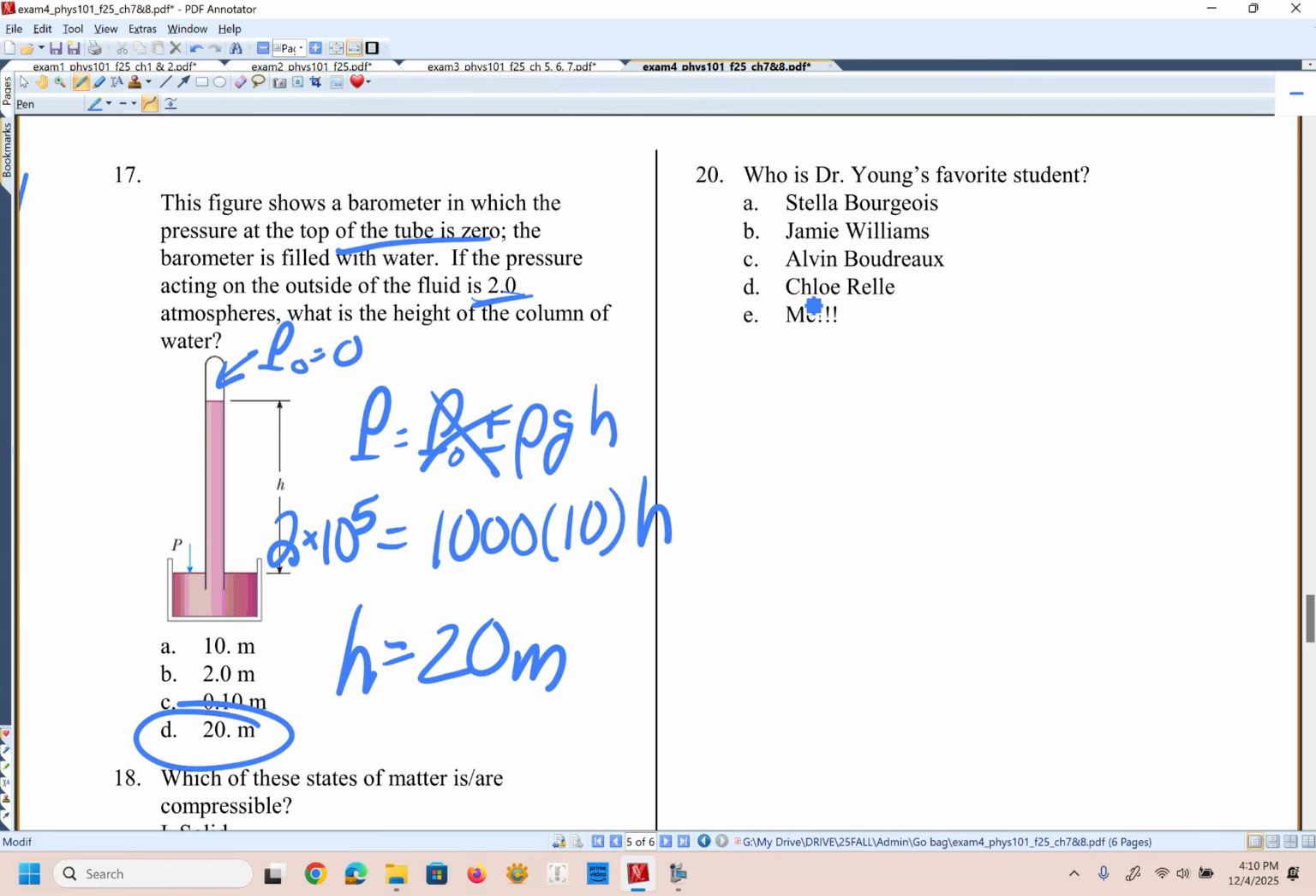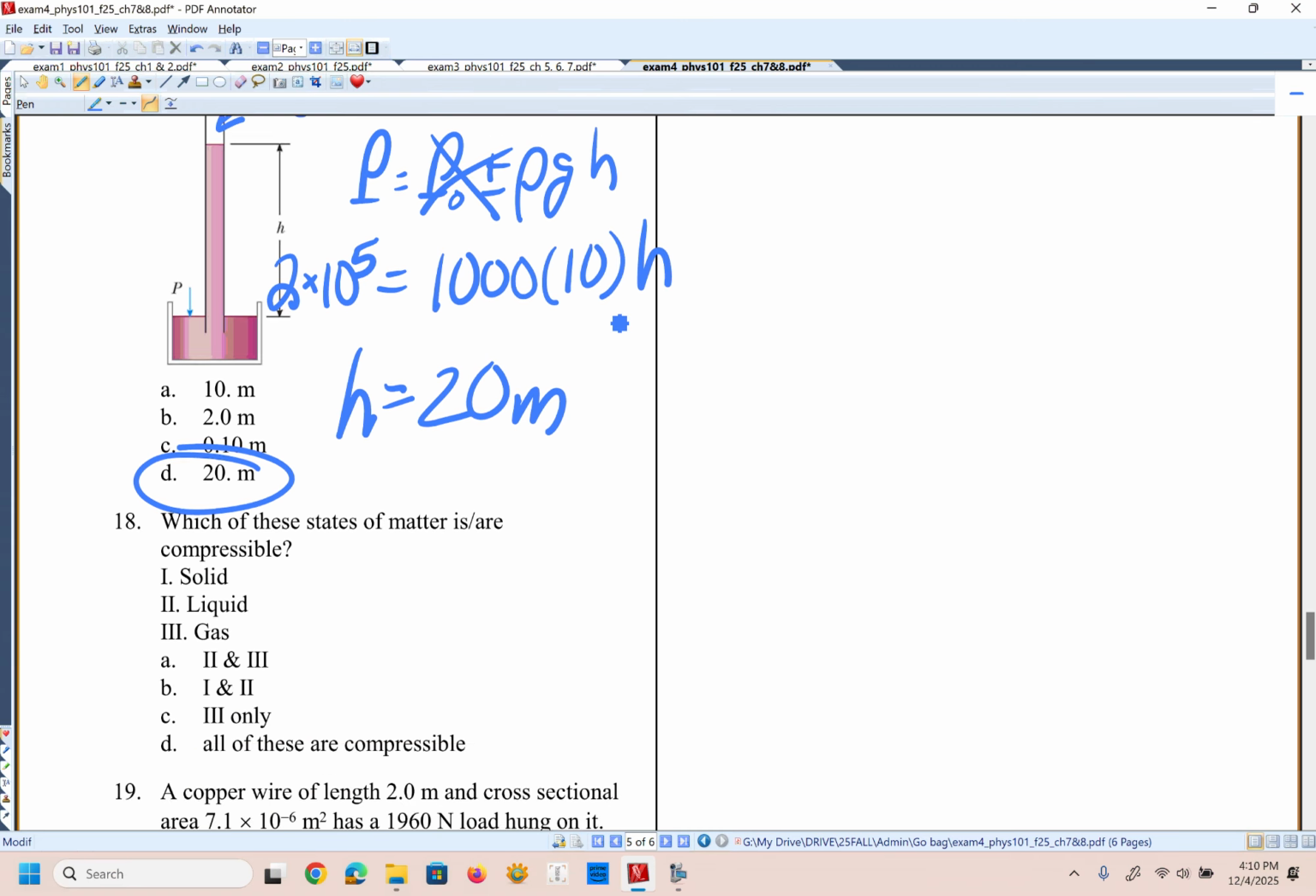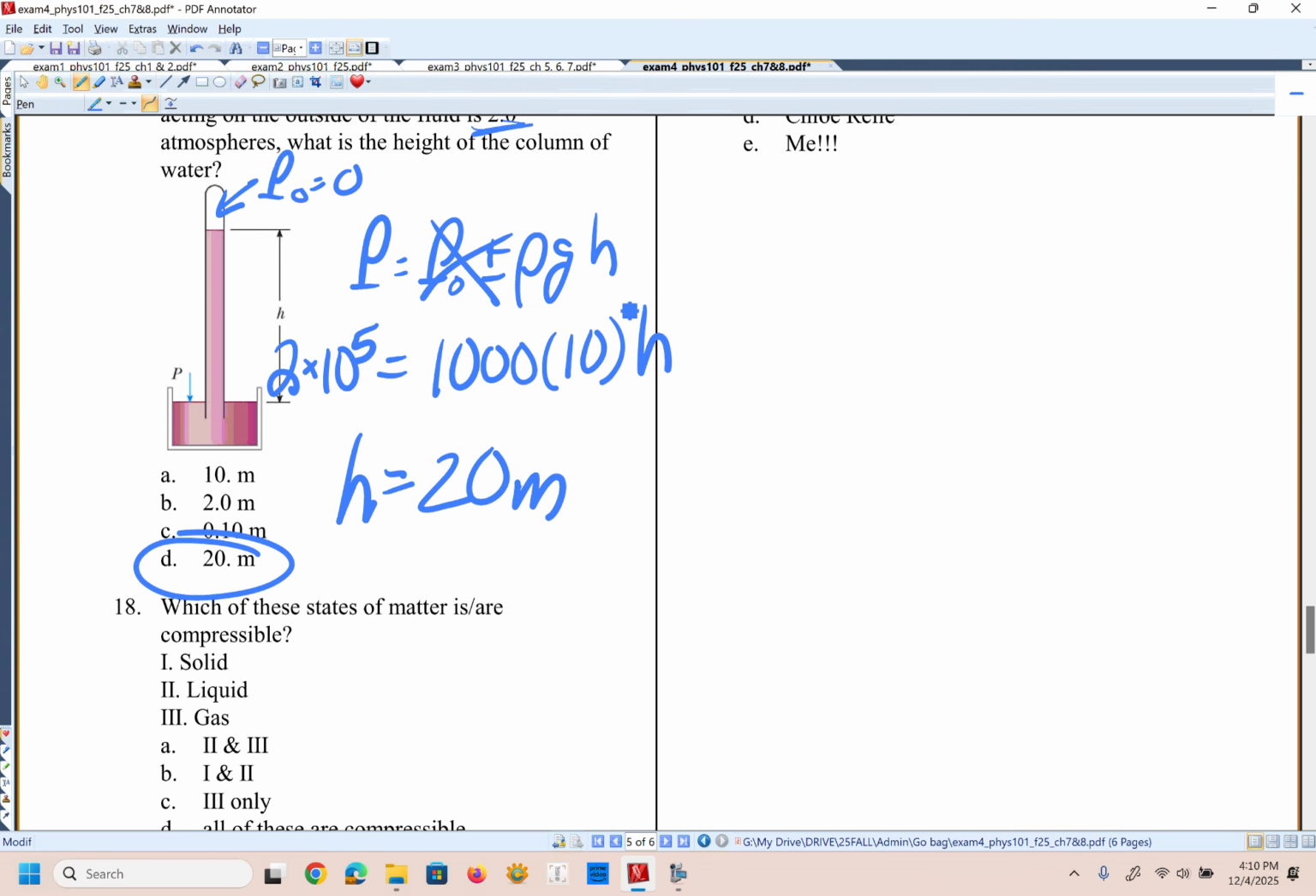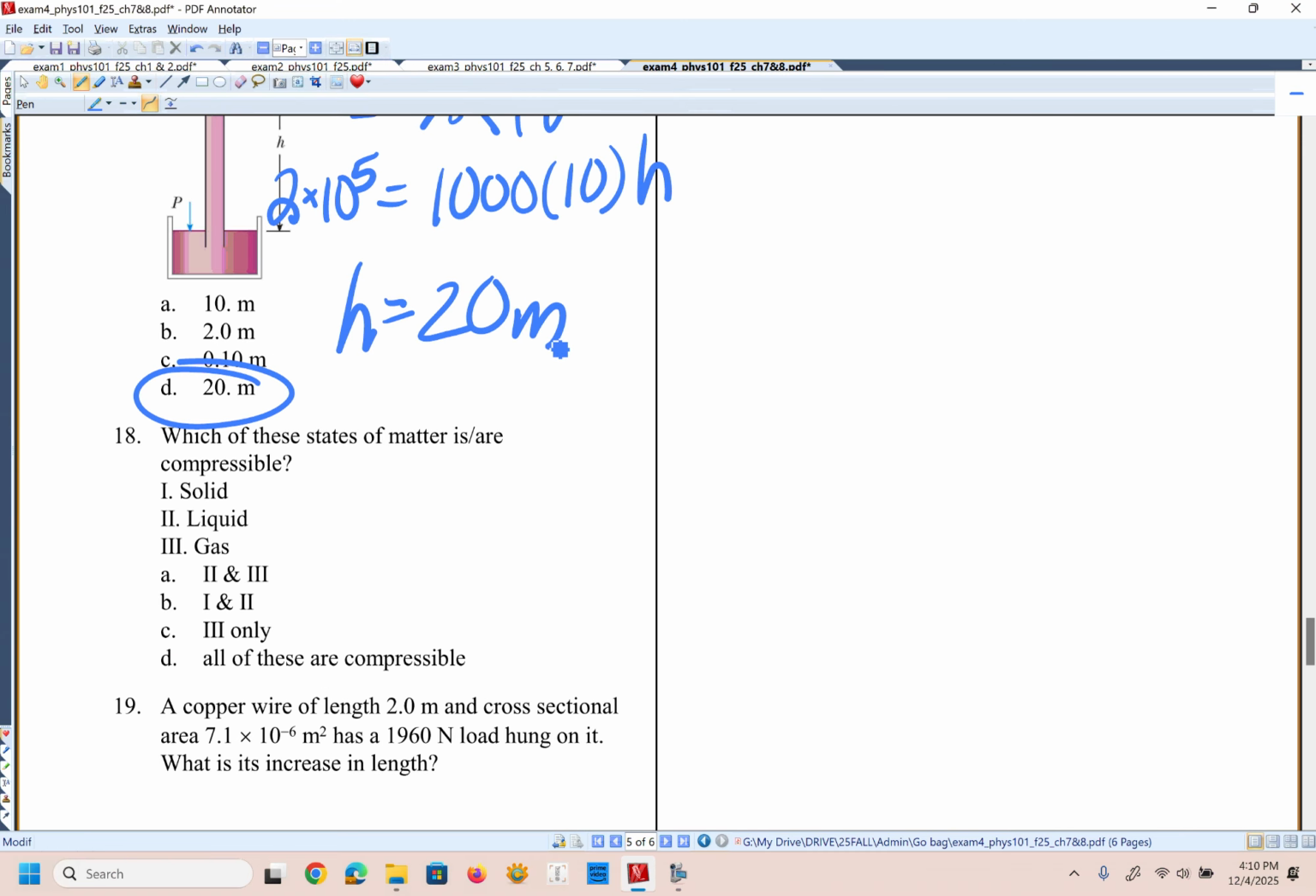Chloe Relly. She was my student. She's in dental school now. I don't know who these other people are; I just made those up. Y'all know Chloe? Anybody know Chloe? She was a DZ. Any DZs? No? She's going to be an orthodontist.